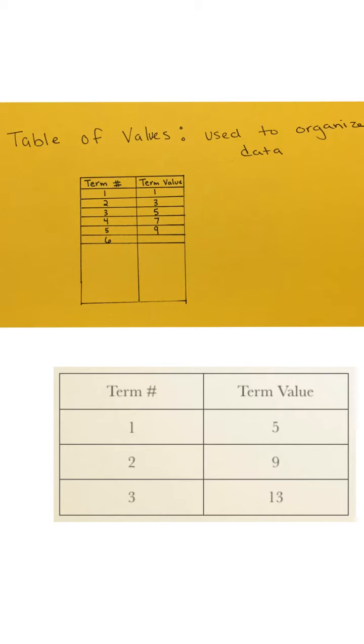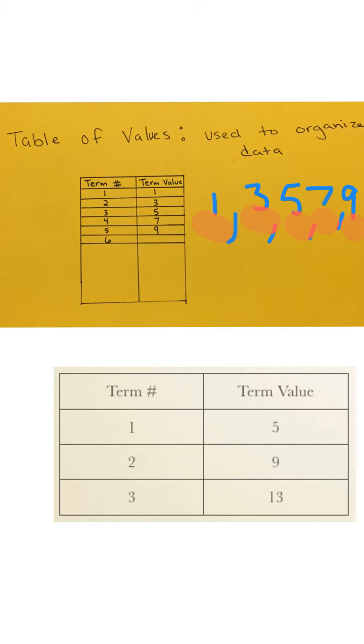We will be using a table of values to organize our data. So for example, I have my first 6 terms and then the term value for each one. So this was for our sequence 1, 3, 5, 7, 9. So here is my first term, my second term, third term number, fourth term number, fifth term number.